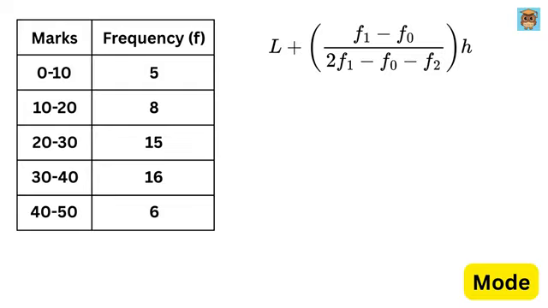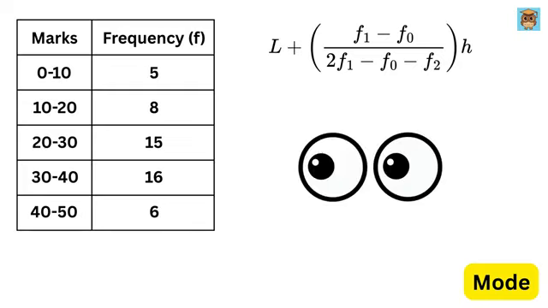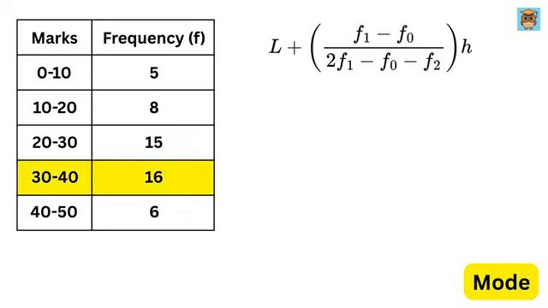To begin, we first need to identify the class interval that has the highest frequency, as this class contains the most common values. Looking at the table, we observe that the highest frequency is 16, which corresponds to the class 30 to 40. Therefore, the modal class is 30 to 40, because this class has the greatest number of students.